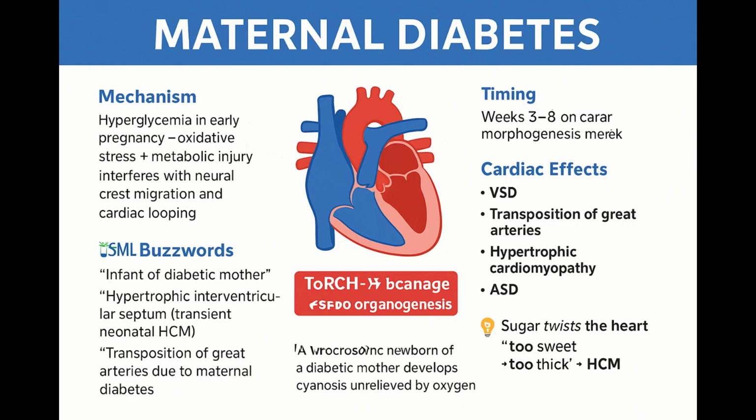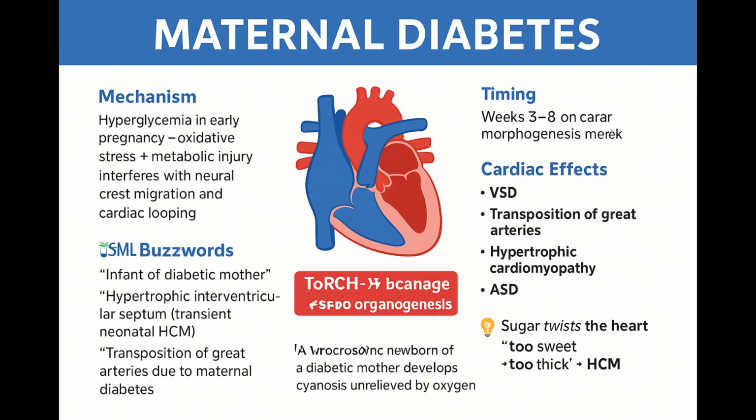Where the heart muscle gets too thick? Yeah, but this one is usually reversible. It's caused by the fetus making too much insulin in response to the mother's high sugar. Insulin acts like a growth factor. So built wrong early or too big later. Got it. That's the shorthand.